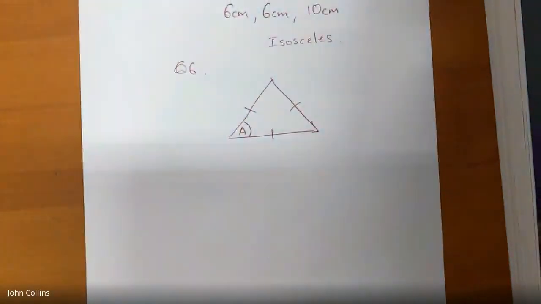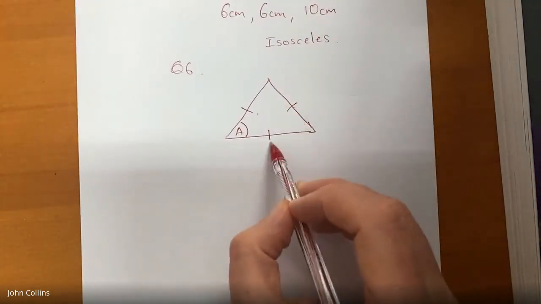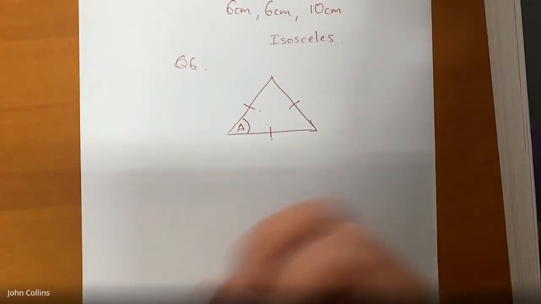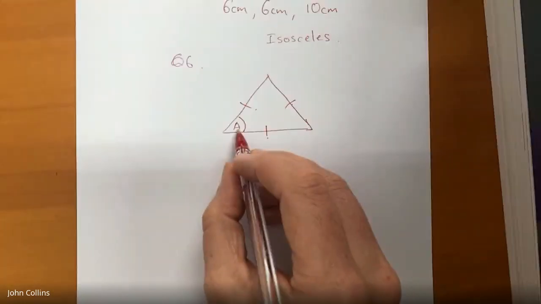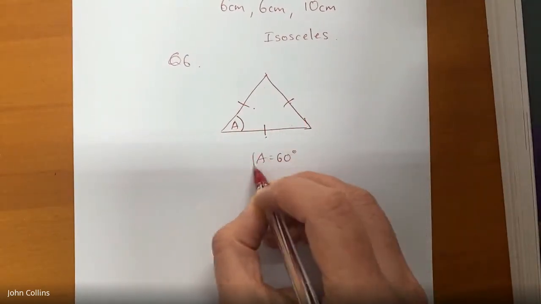What would be the measure of angle A? Yes, this is an equilateral triangle. You can see that because they're all marked the same. Equilateral means all sides and all angles are the same. And the angle here would have to be 60, because 60 plus 60 plus 60 is 180. So A is 60 degrees.